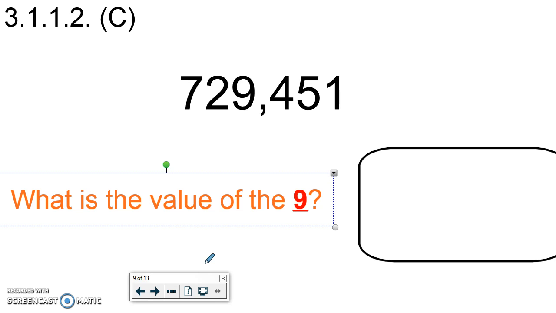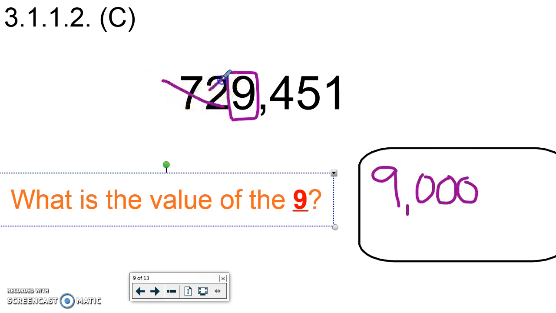Okay, erase your board. 729,451. Pause the video if you want to think about the value of it. Otherwise, I'm going to go through. The 9 is right here. It's in the thousands place. So I would have 9,000 as the value. 4, 5, and 1 become zeros. Anything in front of it, we're not even looking at anymore.